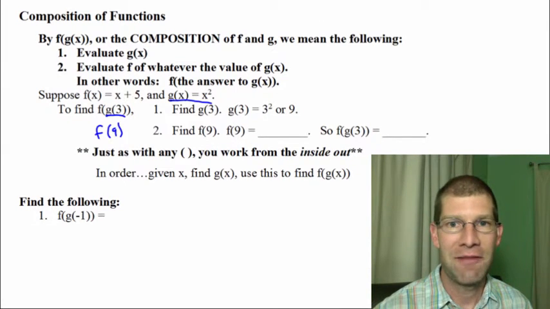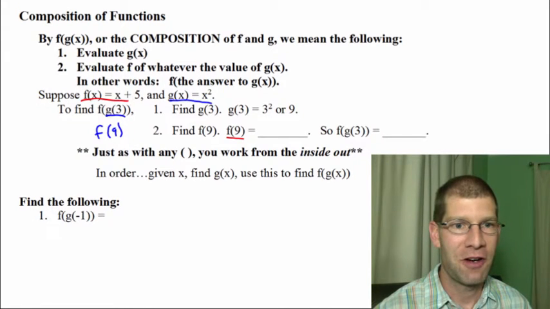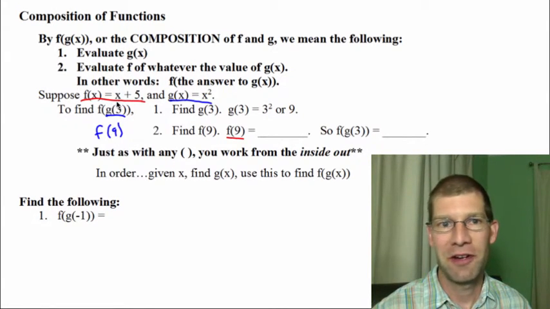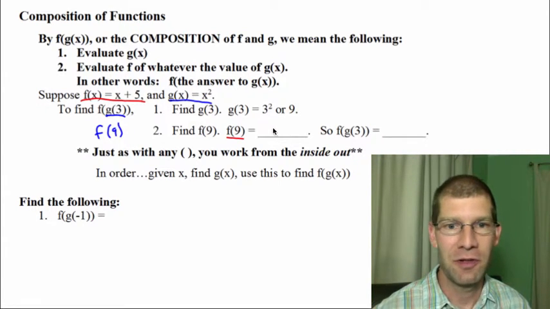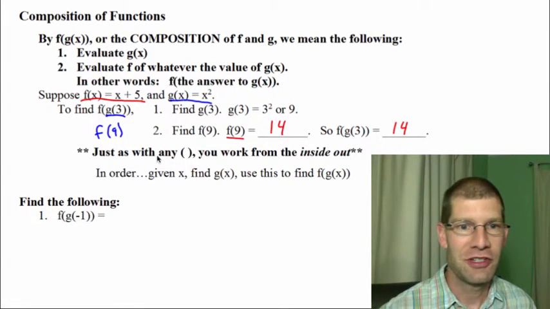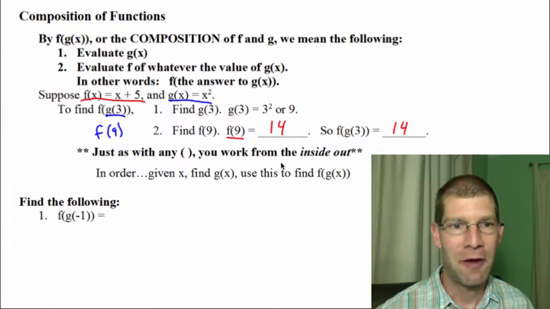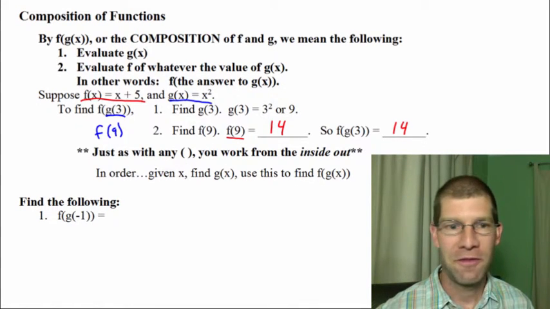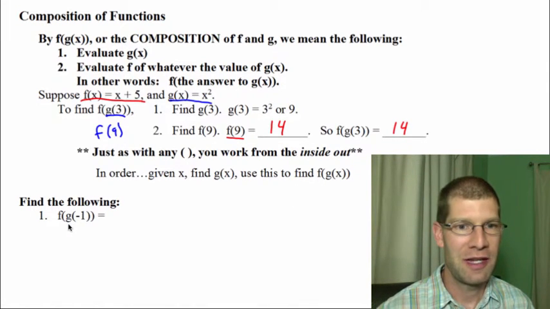So then finding f of 9, well, because it's f of 9, we'd look at this f function. And the 9 is in the parentheses, so it replaces my variable. So 9 plus 5 then would give me 14. So f of g of 3 then equals just 14. So just like with any parentheses, you work from the inside out. And in order, given x, find g of x, use this to find f of g of x. All right, so I want to do that with a few more examples. I have one more on this page.